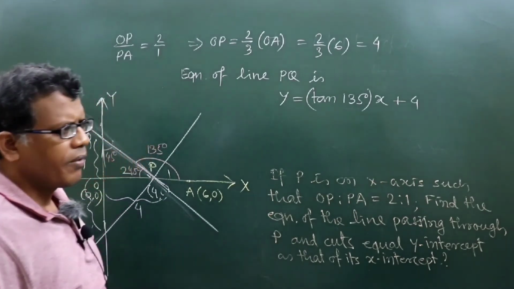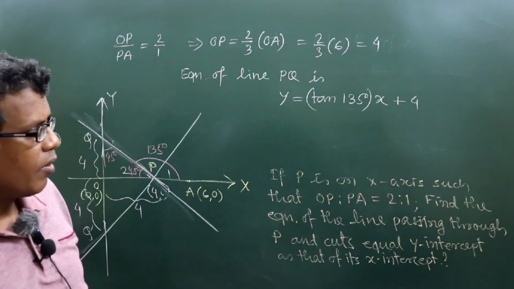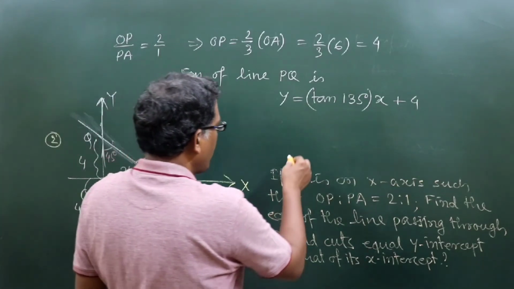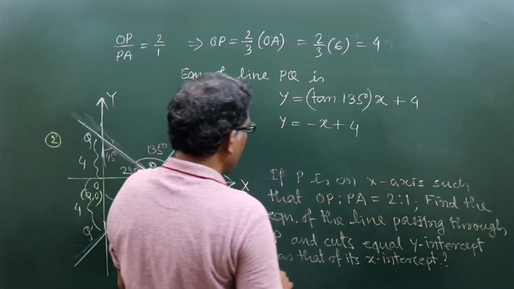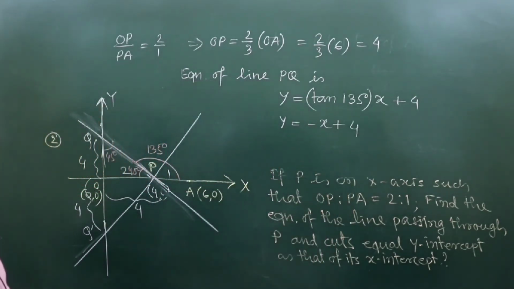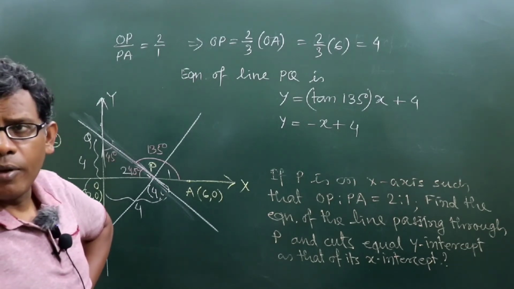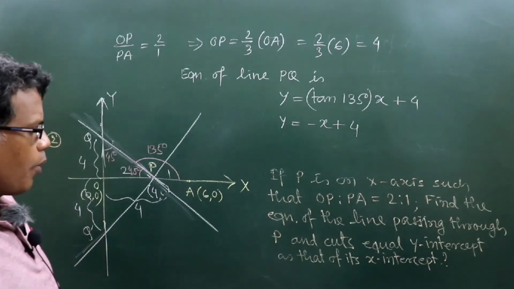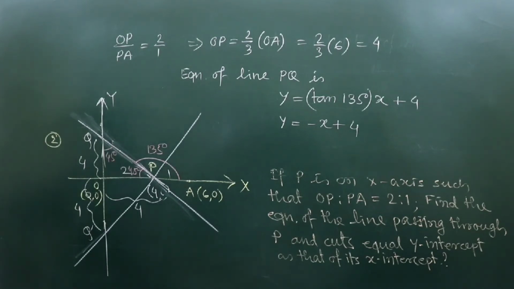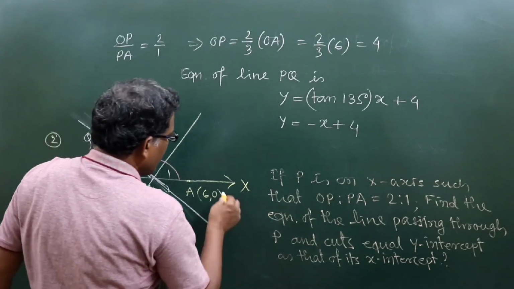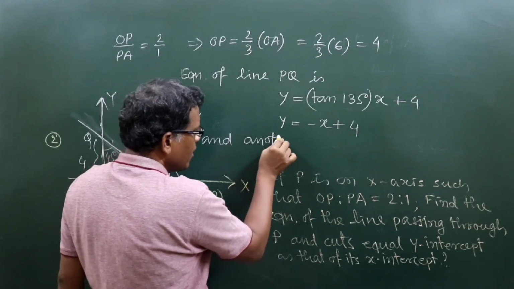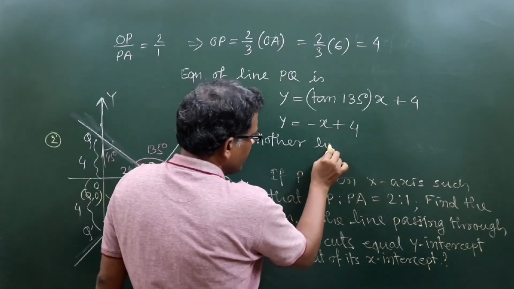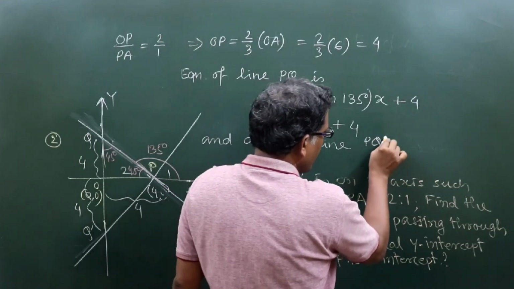So the value of tan 135 will be how much? Minus 1. So it is y is equal to minus x plus 4. This will be one out of the two possible lines. One is PQ, whose equation is y equals minus x plus 4. On the other hand, another line, PQ dash.